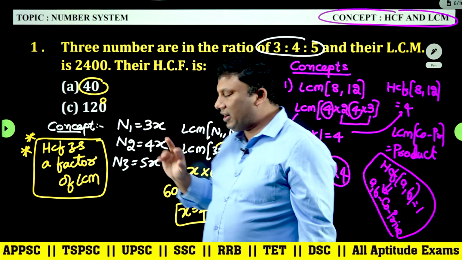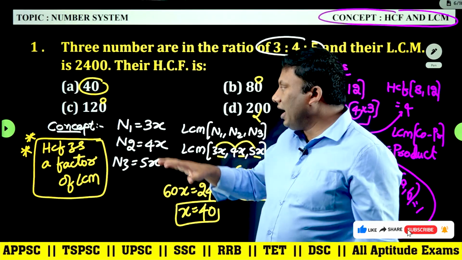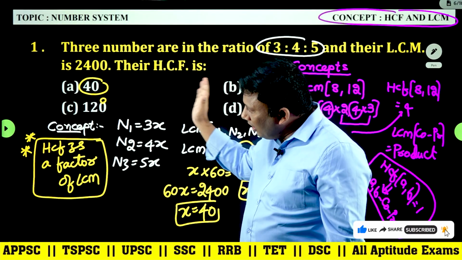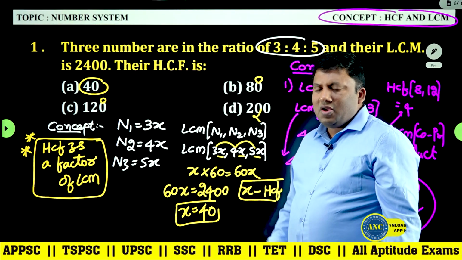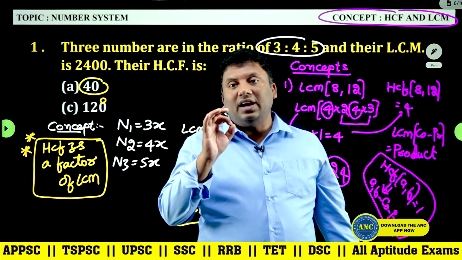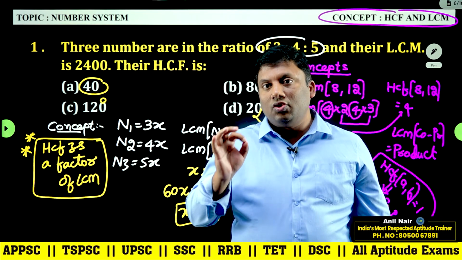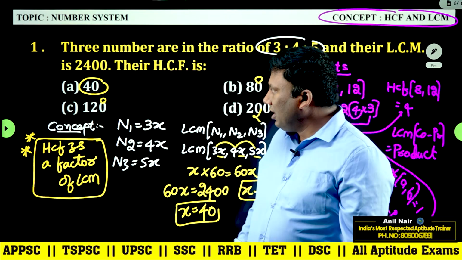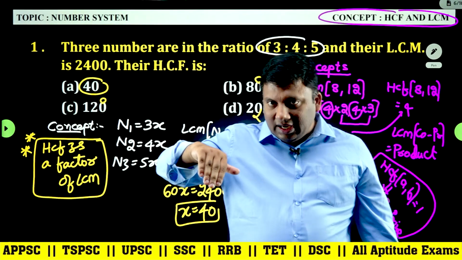88 is not a factor. 220, it is not a factor. If the answer options are such that all of them are factors of the LCM, I used this method. Whenever HCF and LCM related problems are there, the first thing you should keep in mind is to check whether the question contains LCM.